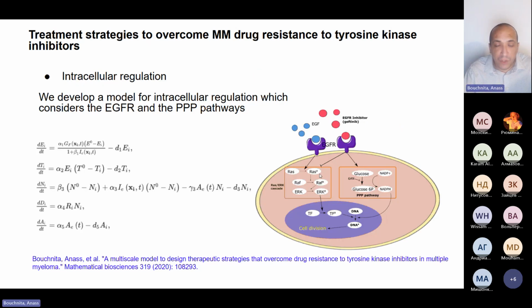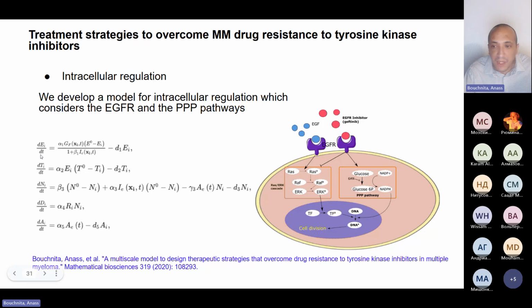So we use this model for intracellular regulation that consists of the RAS-ERK cascade and also the pentose phosphate pathway. This is where 6AN inhibits this pathway, and also the effects of gefitinib, the EGFR inhibitor. We consider that it inhibits the binding of the epidermal growth factor to its receptor. So there is this sort of competition, and now we have also another project with a more fine-grained description of this competition. But basically, these are the intracellular regulation pathways that we are considering, and they are reflected by these equations.